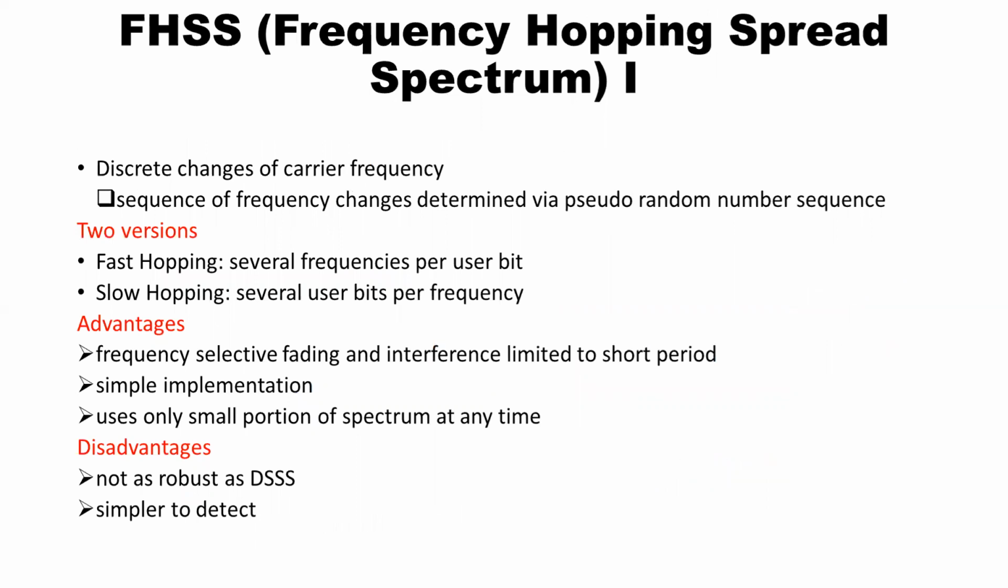FHSS, frequency hopping spread spectrum: discrete changes of carrier frequency, with the sequence of frequency changes determined via a pseudo-random number sequence. Two versions: fast hopping and slow hopping, several frequencies per user bit or several user bits per frequency. Advantages: frequency selective fading and interference limited to a short period, simple implementation, uses only a small portion of spectrum at any time. Disadvantages: not as robust as DSSS, simpler to detect.